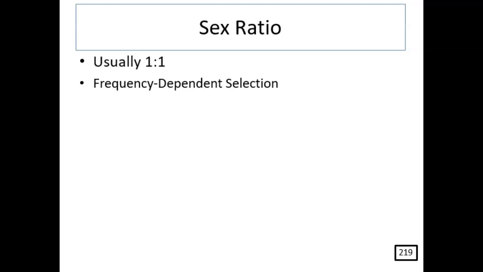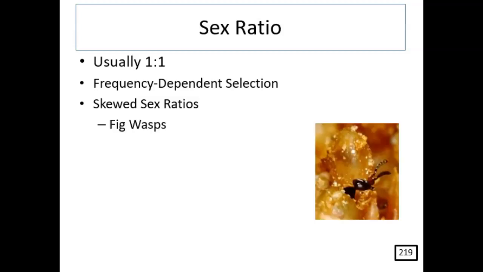Now, there are situations where there can be a skewed sex ratio. So one example of this has to do with the fig wasps. If you haven't watched the documentary yet about the fig tree, I highly recommend watching it soon. It's really good, and that'll make this fig wasp discussion here make a little more sense.